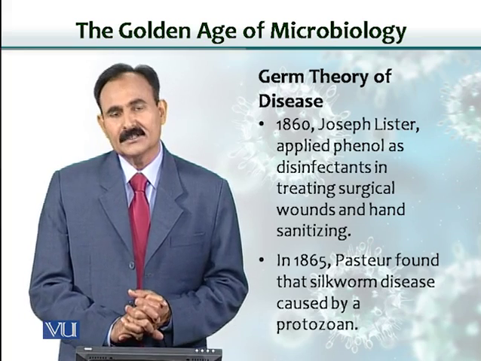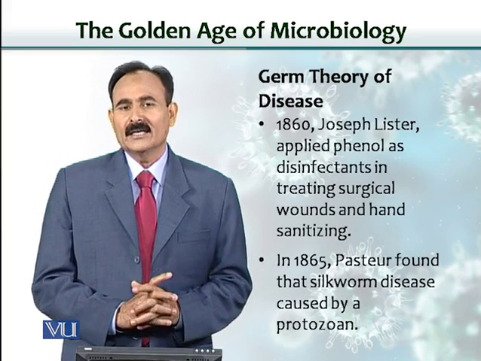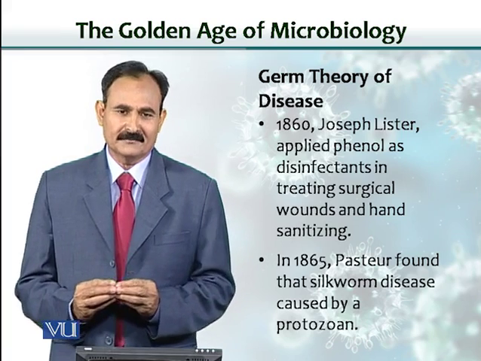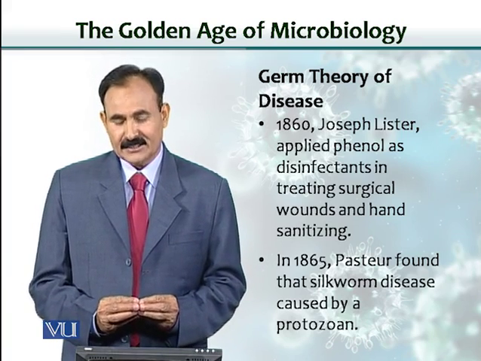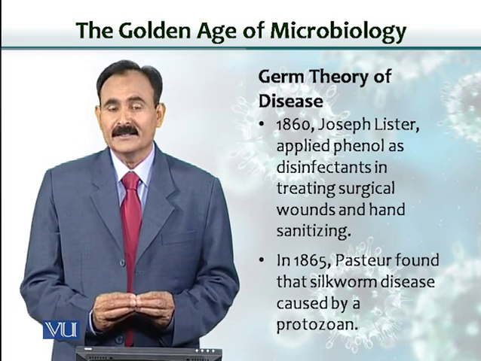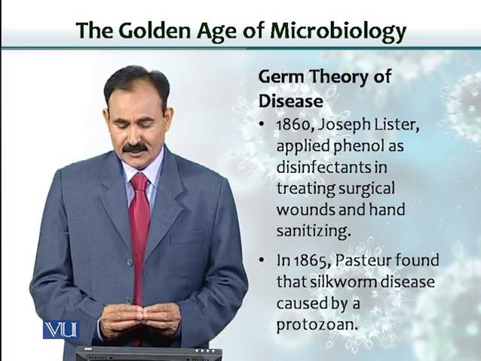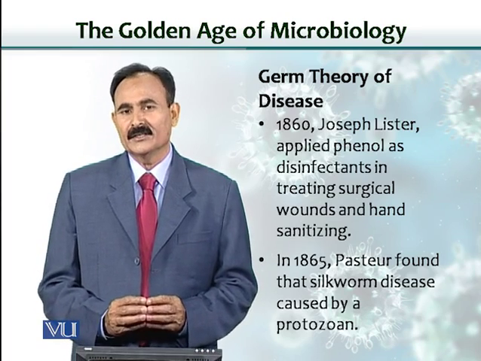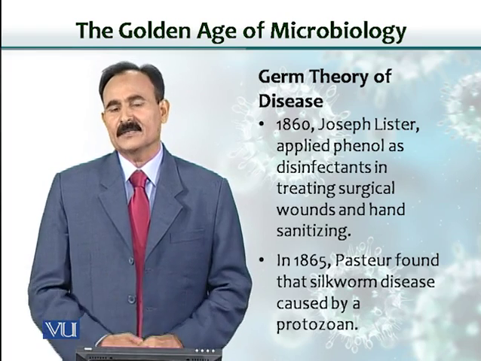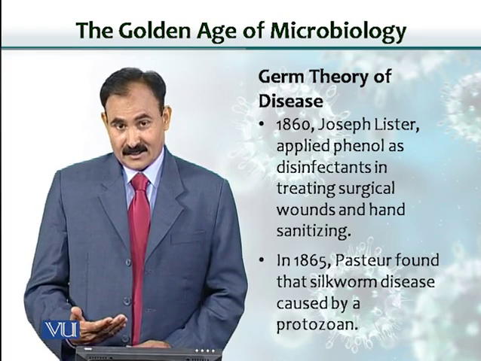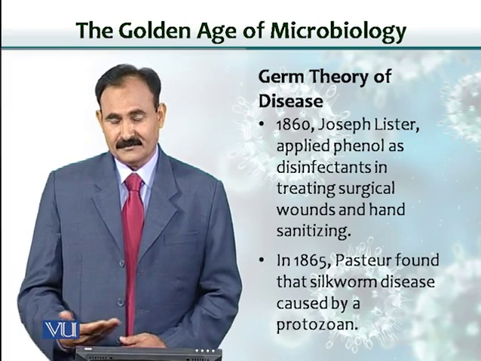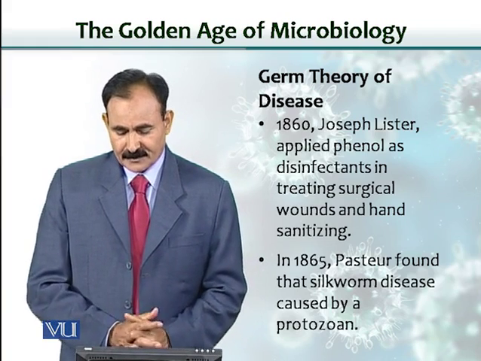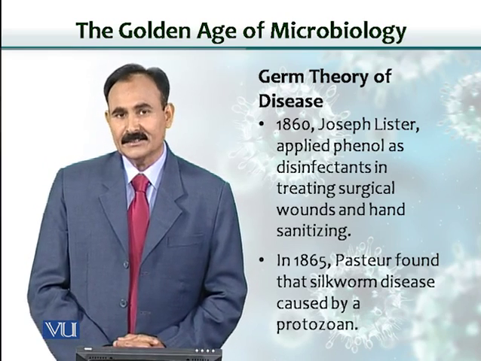Similarly, Joseph Lister in 1860, although at the time microbes were not seen, had heard about the discoveries of fermentation by Louis Pasteur, and he thought that there are germs that cause wound infection during surgeries. So he made use of disinfectants to kill them, and he came up with the idea of aseptic surgery, which is also a clue that germs are the causative agents of different wound infections and diseases. Pasteur himself found that silkworm disease was caused by a protozoan in 1865.